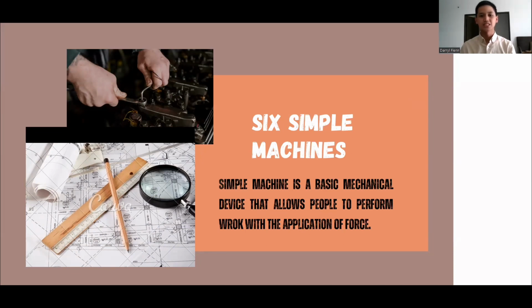So a simple machine is a basic mechanical device that allows people to perform work with the application of force. A simple machine is any of several devices with few or no moving parts that are used to modify the motion and the magnitude of a force in order to perform work.